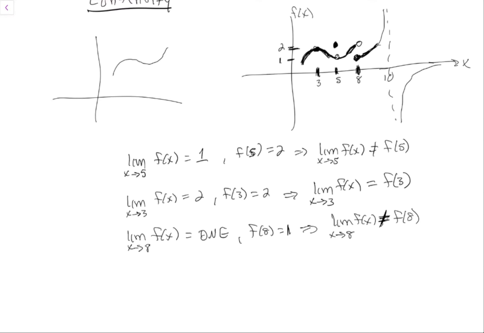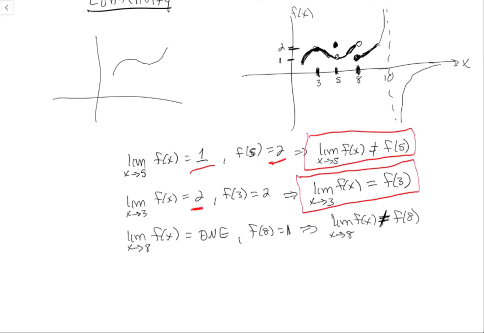So these two things are not equal to each other. Now, if we take a look at those three situations, what failed? If we look at this first exploration at x equals 5, what failed there? Well, the limit existed at 5, it was 1. The function value existed at 5, it was 2, but those weren't equal to each other. If we look at the second scenario, we had equality there, so the limit did exist, it was 2, the function value did exist, and they were equal to each other.